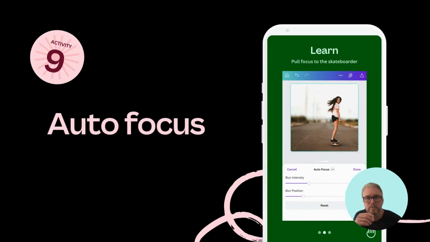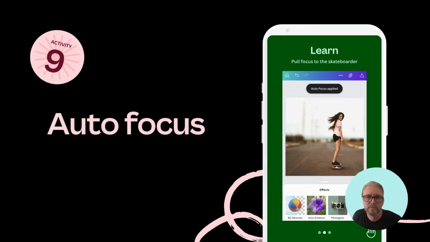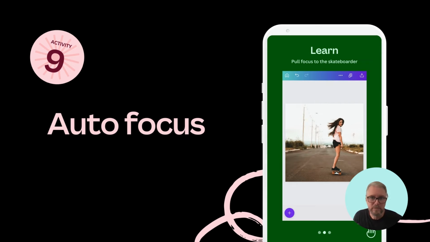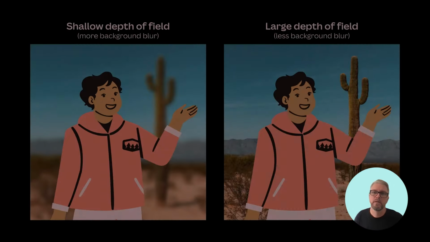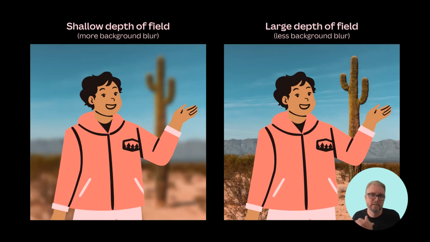Okay, next up, we've got a relative newcomer to the photo editing tools, autofocus. It adds depth of field to your images in an instant. Autofocus lets you adjust your photo's focal points so you can blur out backgrounds and foregrounds. Now, without getting too technical, depth of field refers to the distance between the closest and the farthest objects in a photo that appear sharp or otherwise in focus.